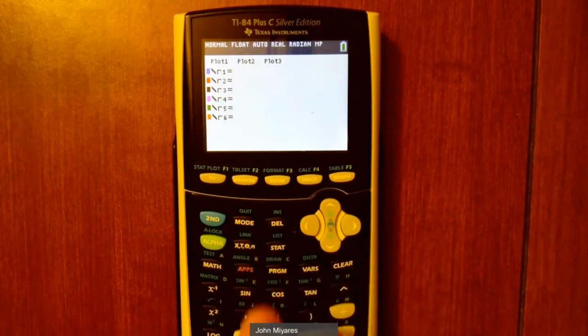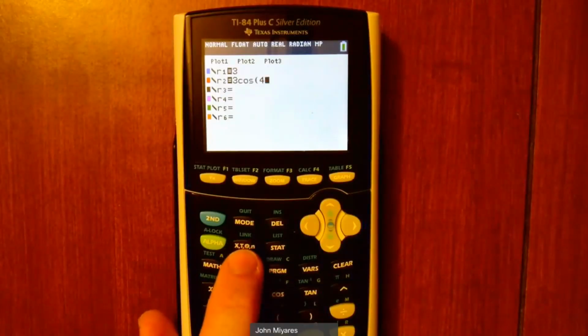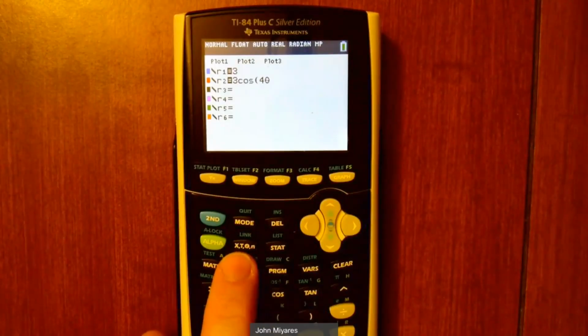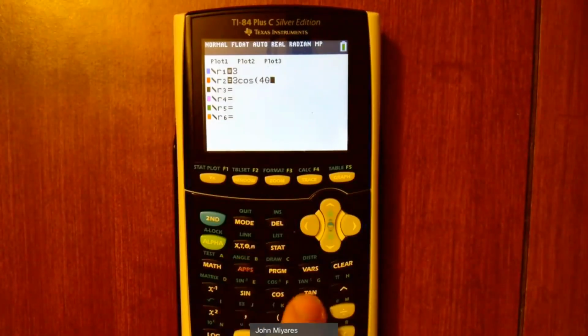So we had R equals 3. I'll say R2 equals 3 cosine 4. And notice if I hit this button x comma t comma theta comma n, I'm going to get a theta when I'm in polar mode. If I was in parametric mode, I'll get the letter t, and we previously explored sequence mode. If I press that, you're going to get the letter n.